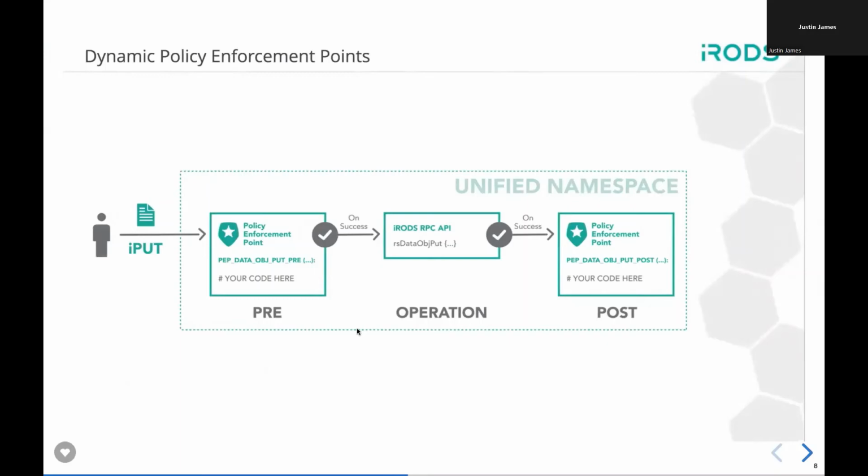Okay. So here's an example of what I just said. Someone does a put file upload, and before the actual file is uploaded, you'll do a PEP data object put pre, which is the policy enforcement point that you would want to use, and you could write any code, write your Python code there, and the put would happen, and then you'd have a post policy enforcement point as well.